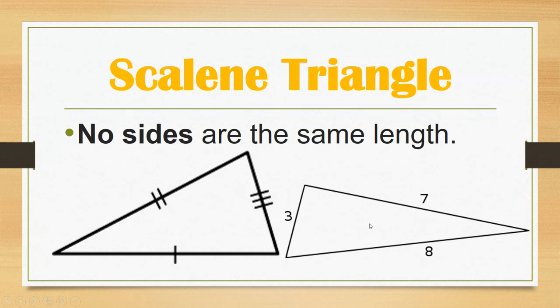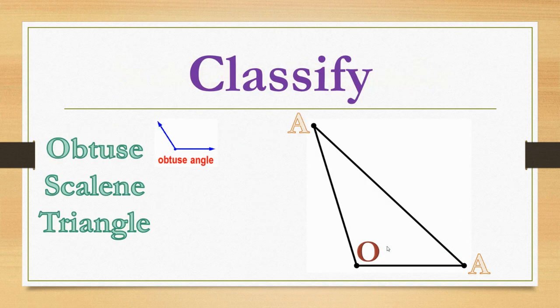This triangle already gives you the measurements, and I can already see they're all different lengths. This side is 3, 7, and 8. They're all different lengths, so it's automatically a scalene triangle. So one of your questions for this week for math, you're going to look at a triangle and give it a name. Again, remember you're looking at the angle and you're going to look at the length.